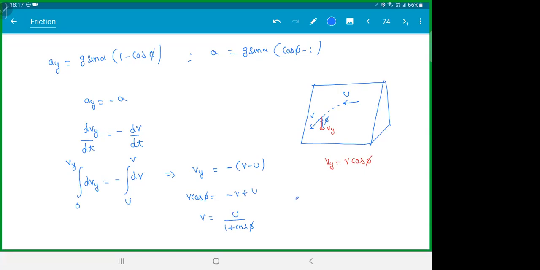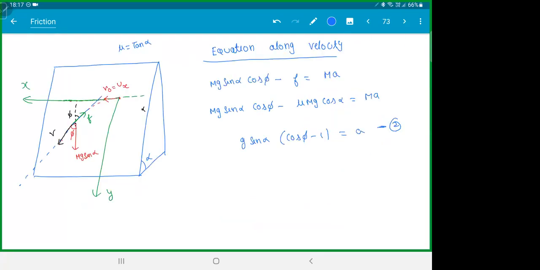After a long time, this guy becomes almost straight. Phi becomes 0 degrees. Then v final will become u by (1 plus 1), u by 2. So please check your steps. So the main thing, you have to write the equations and equate them.